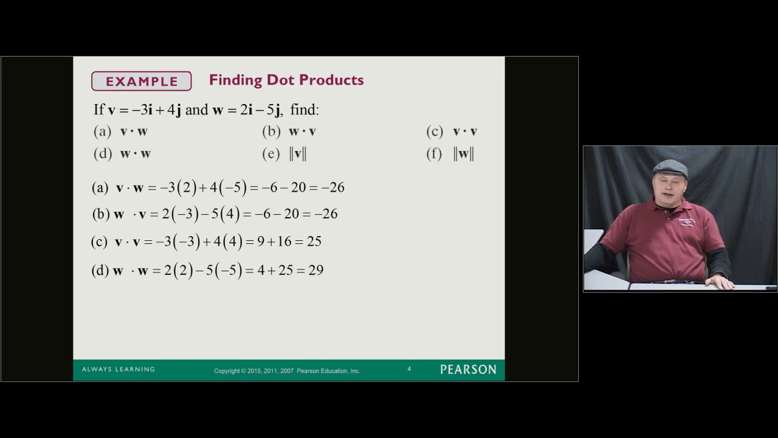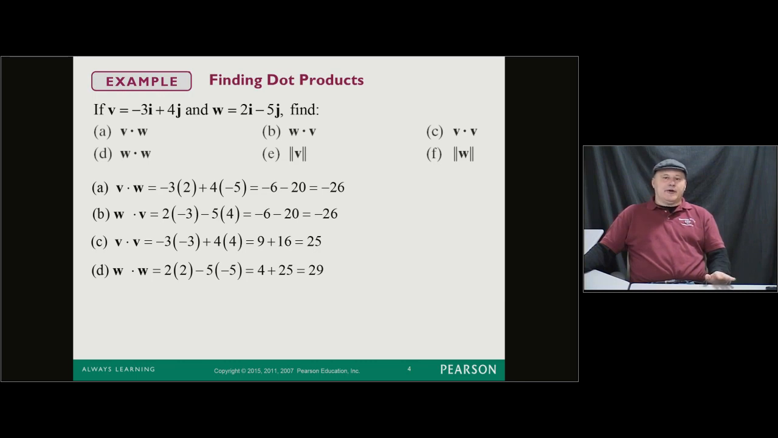So you know how to do it. Now notice all the results: the negative 26s, the 25, the 29, they're scalars. They are not vectors. Okay? Now, the E and the F we've done before. This is just kind of a rehash of something that we will need to know in a bit.